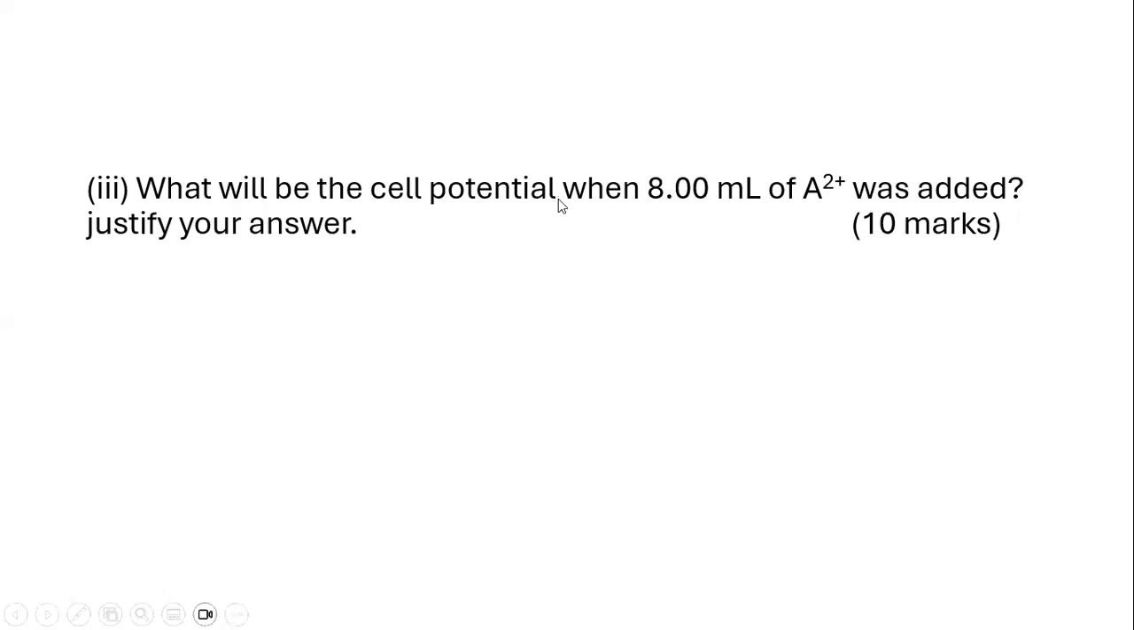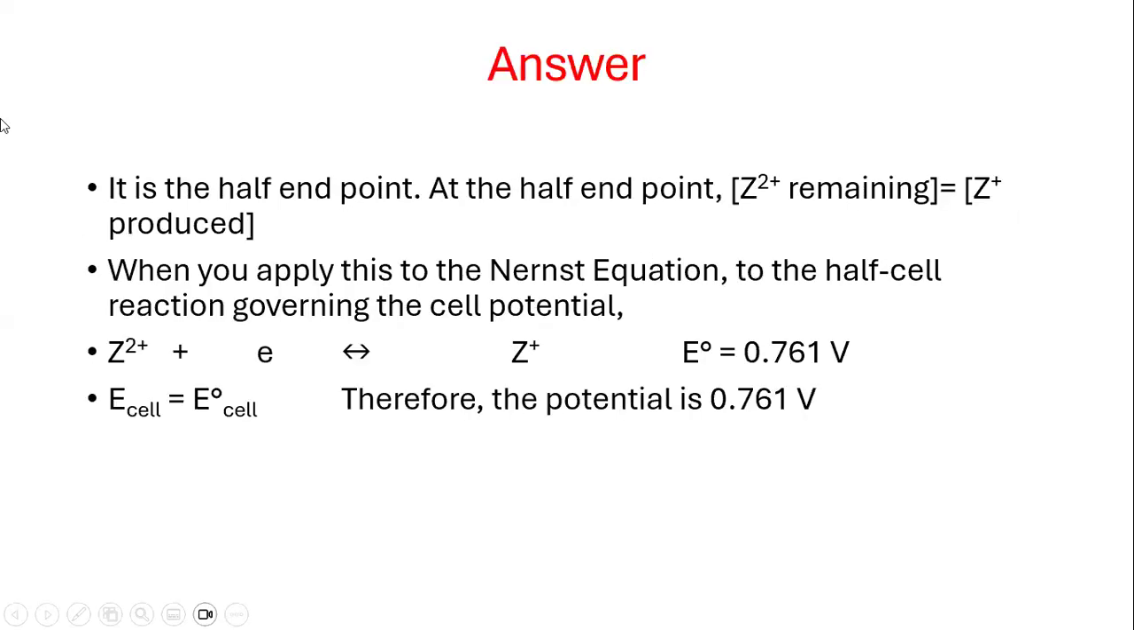8 ml means it is half endpoint. At half endpoint, the cell potential is equal to the electrode potential of the ion in the titration flask. Correct. Very good. So you have to show that. Justify your answer. So this will be, it is a half endpoint. You don't have to write these things, I'm just explaining. If you write it is a half endpoint, enough.